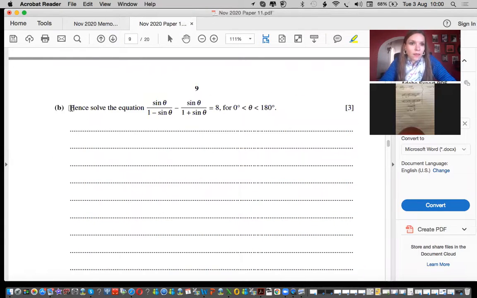Hence, next one. Hence, I want to remind you, you have to check for similarities, but you also have to check for differences. So hence means we have to use what we just proved. So this whole part can be replaced with 2 tan squared theta. So you need to know how to hence. Yeah, hence can be a verb. So we replace that whole thing with 2 tan squared theta. Just writing down everything so I can stop sharing.